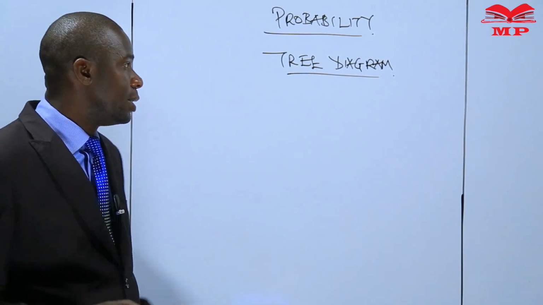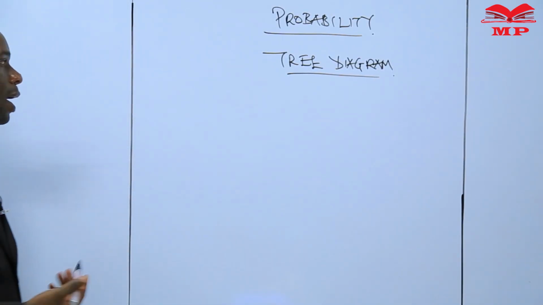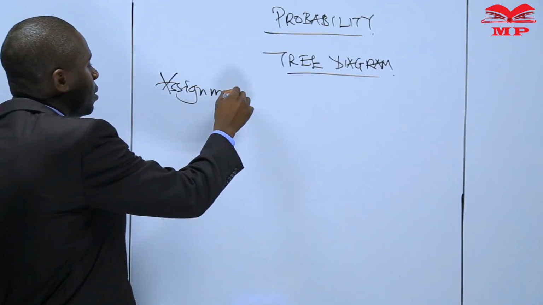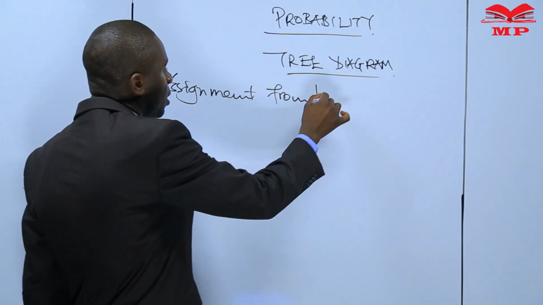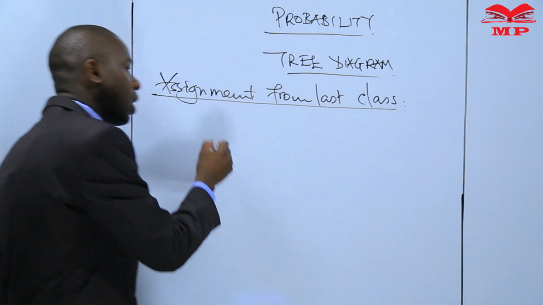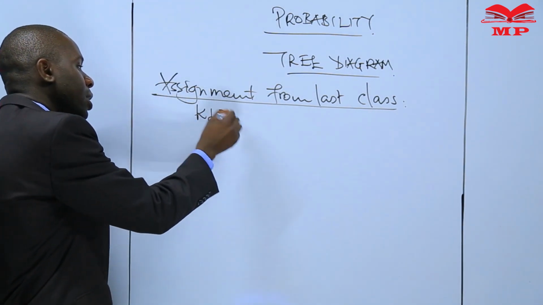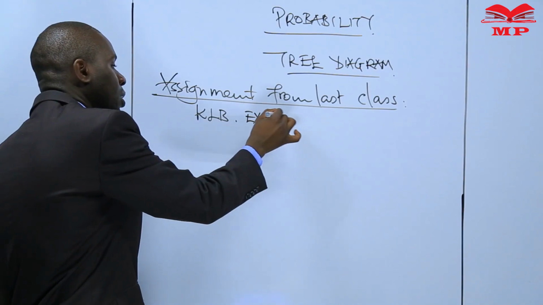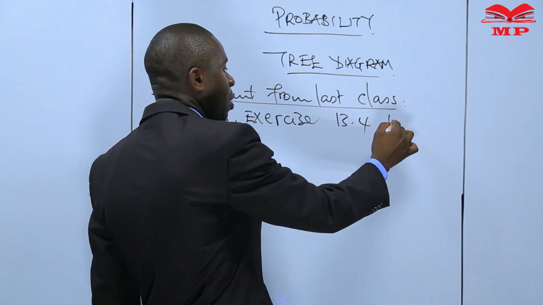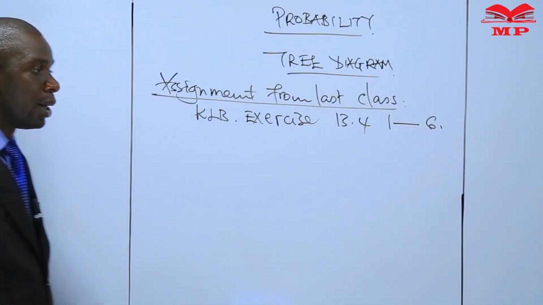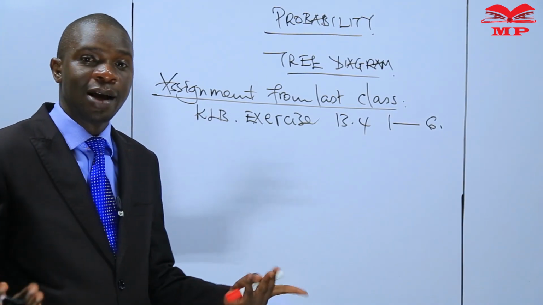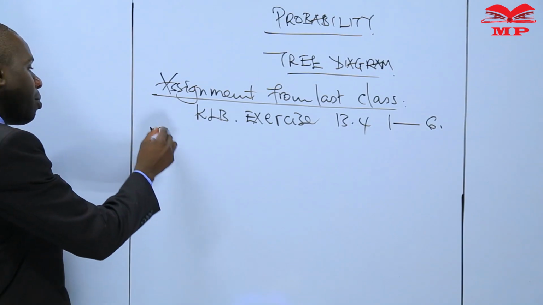In the last class in tree diagram, I gave you a number of exercises. There's an assignment from last class, an exercise from KLB, exercise 13.4. I gave you number 1 all the way to number 6. I want us to try a few of them so that you can see what you did from the last class. So I want us to try number 2.